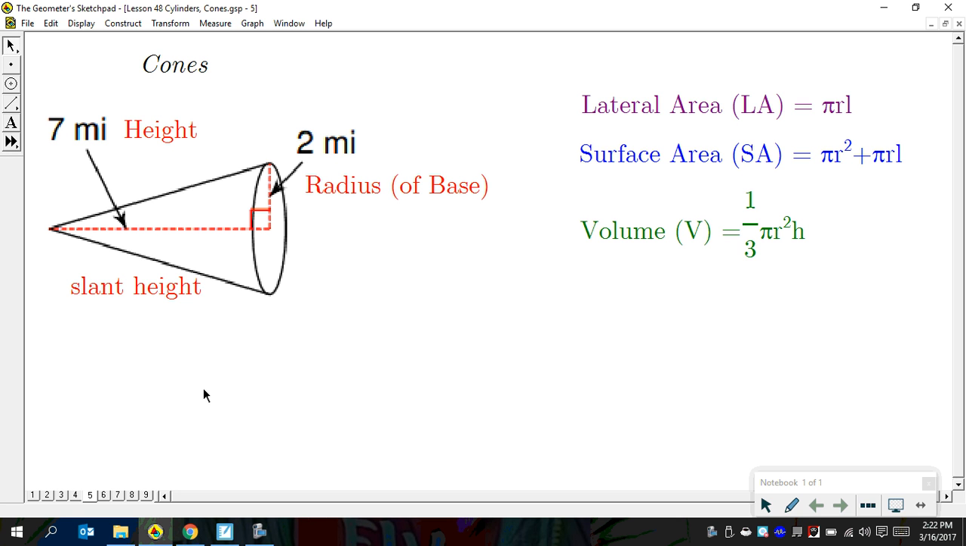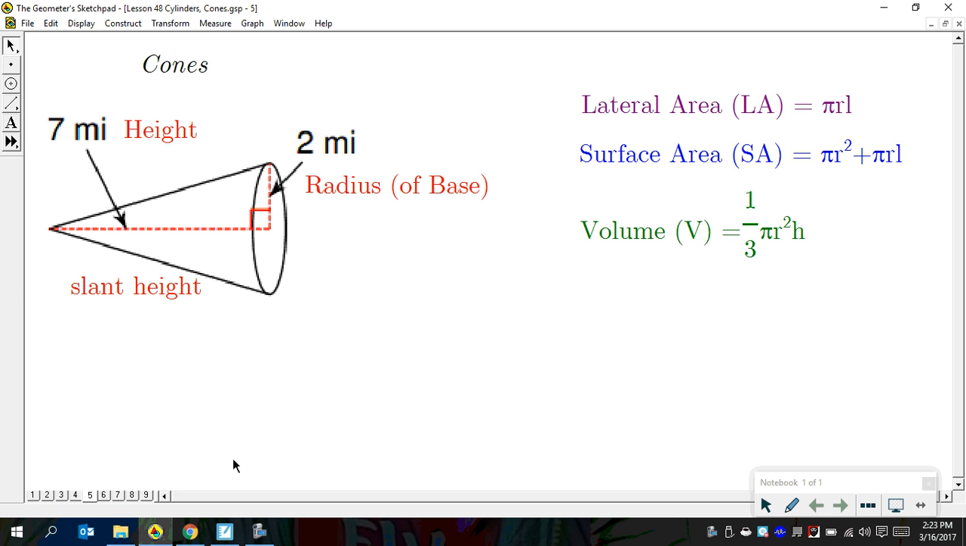Cone is similar. The difference between a cone and a cylinder is that a cone has one base. It's still the circle, and we need the radius of the base. The height is the distance from the top of the cone to the base that's perpendicular. So that's why we see we have a right angle here.